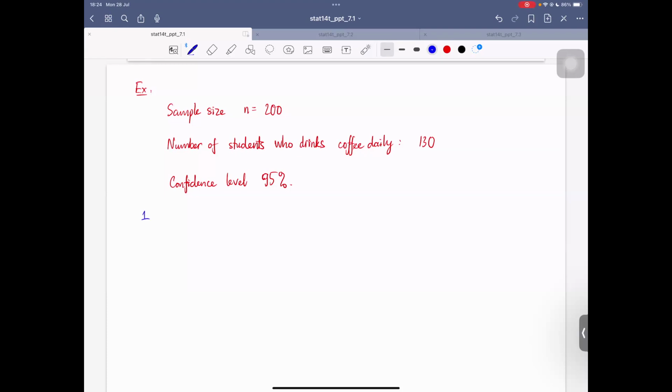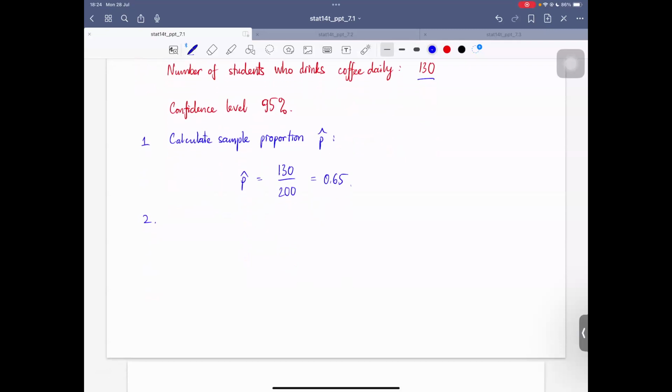How do we calculate the sample proportion p hat? Calculate sample proportion p hat. We have p hat equals 130 divided by 200, right? 130 divided by the sample size. It gives us 0.65.